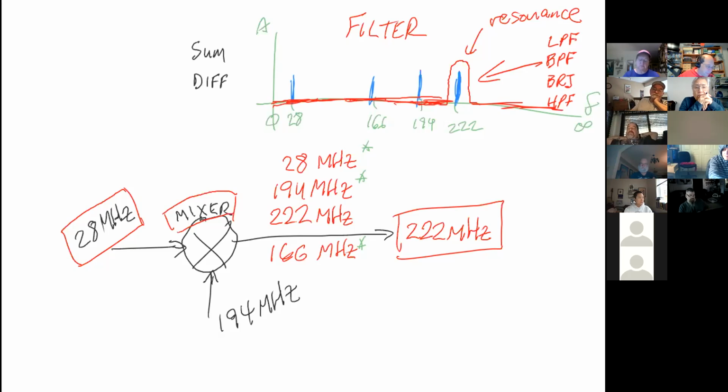Very good. All right, so this is a transverter. And what's cool about a transverter is that very often a transverter works both directions. So signals that are coming in from the outside mix with that 194, and they produce 28 megahertz. So you can actually use your 28 megahertz transceiver as the basis of having a transverter and getting on a brand new band that you didn't have access to.